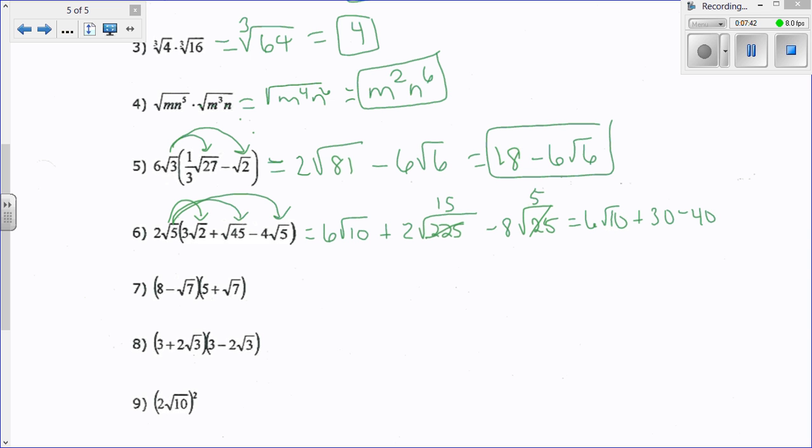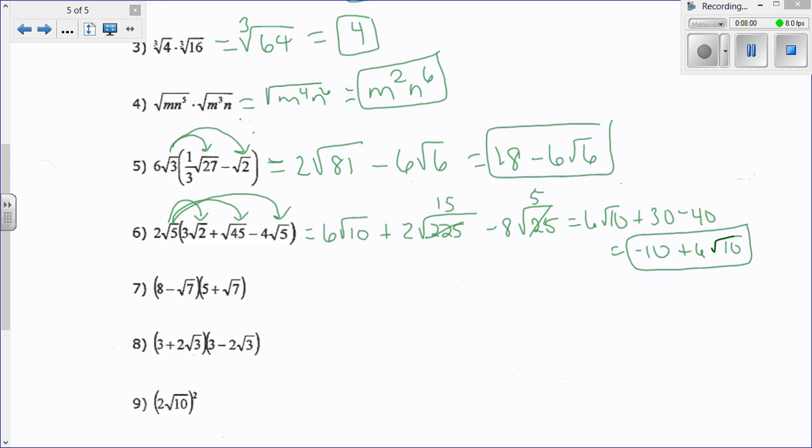Now I still have like terms to combine. So I would get -10 plus 6 radical 10. I always put my non-radical number first, so it's the -10.